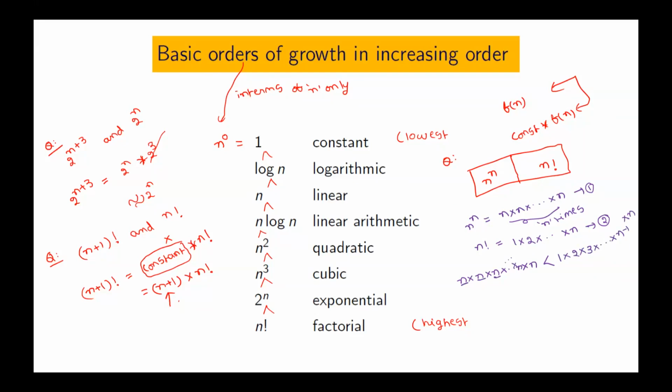No, it's not correct. In bigger numbers, it is not equal. Order of growth means we need to always look for large numbers only, as n tends to infinity. Now, is this correct? n into n is greater than 1 into 2 into 3 and so on up to n.